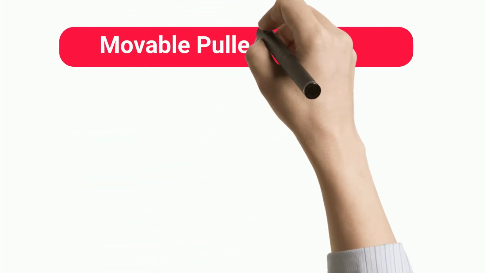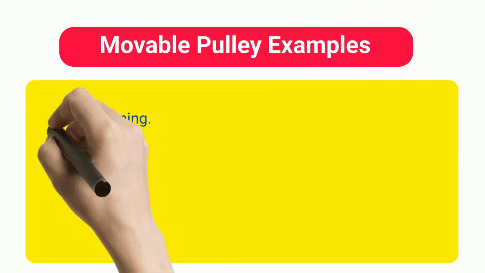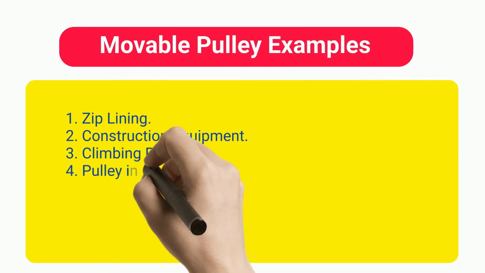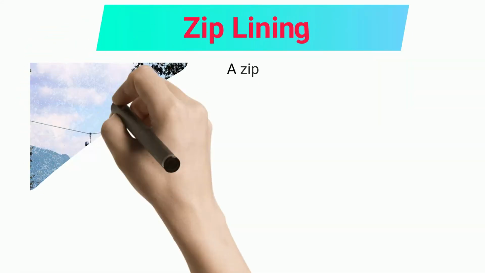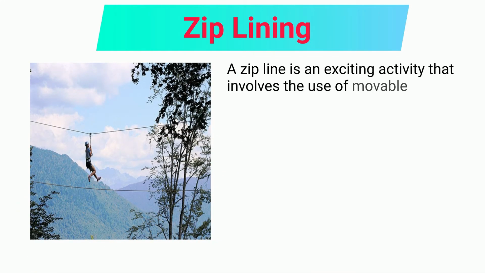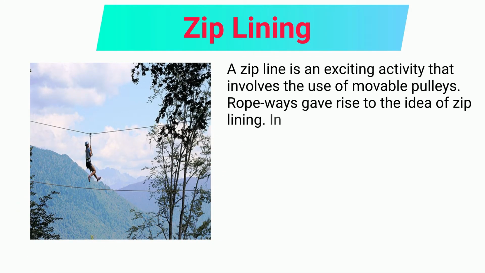Movable pulley examples. Ziplining. A zip line is an exciting activity that involves the use of movable pulleys.